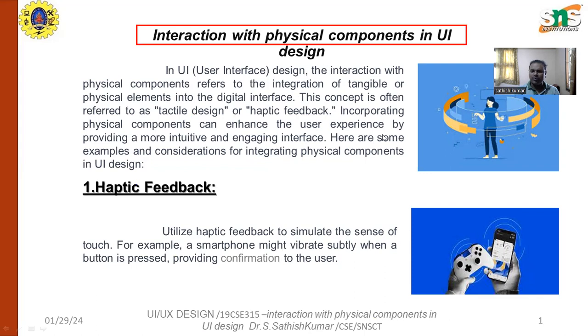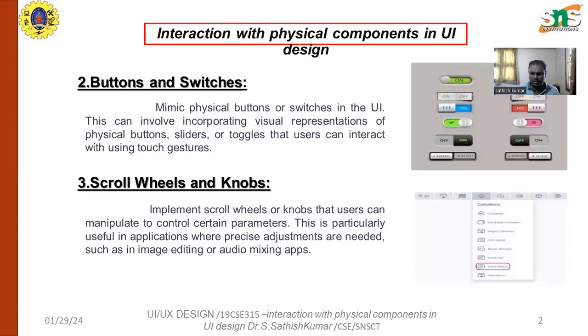For example, a smartphone might vibrate softly when a button is pressed, providing confirmation to the user. When the vibration mode is on, a subsequent button press gives that vibration. So that is one of the feedbacks.